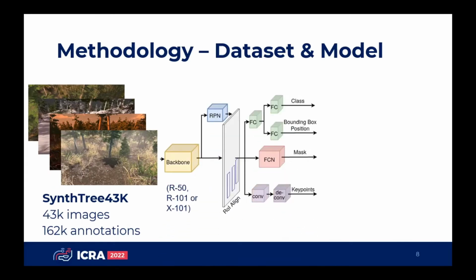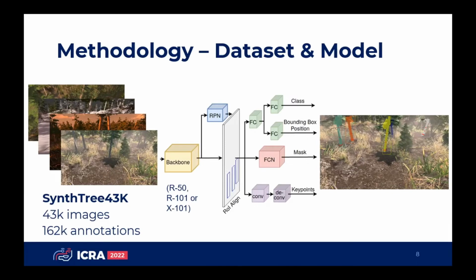Our Mask R-CNN model will take these images as input and pass them through a backbone, which is, in our case, ResNet 50, ResNet 101, or ResNeXt 101. The model heads will then estimate the class, the bounding box, the segmentation mask, and the key points, as we can see on the output image. To predict the key points, we adapted the Keypoint R-CNN model architecture that is usually used for human pose estimation by reducing the number of predicted key points from 17 to 5.